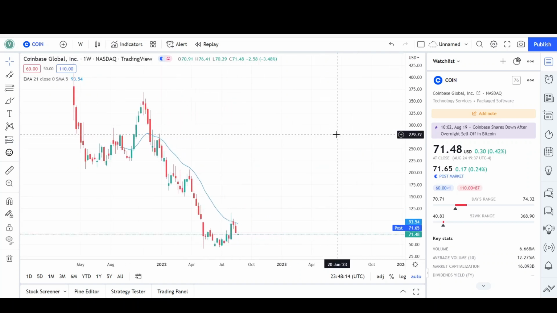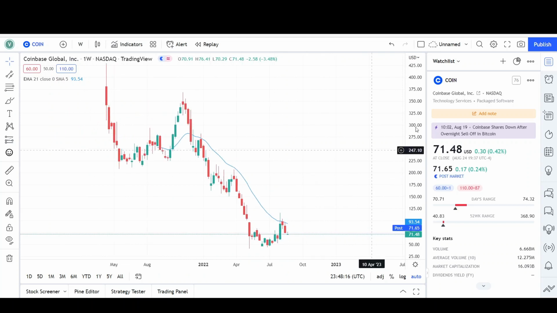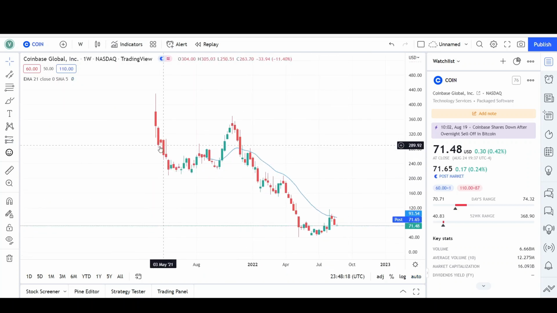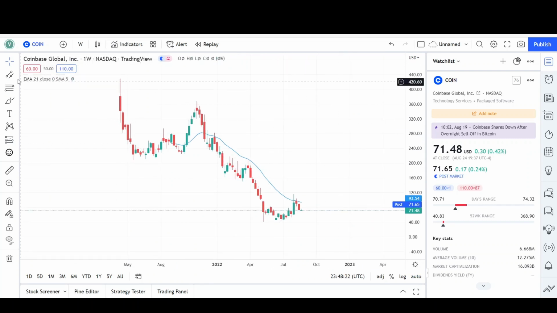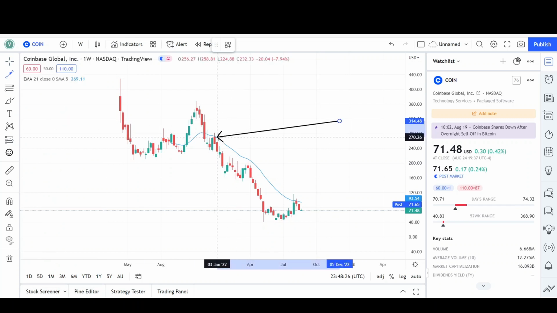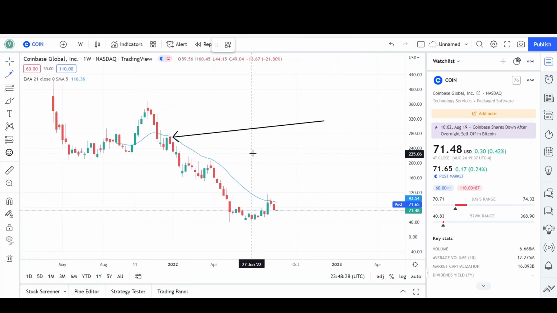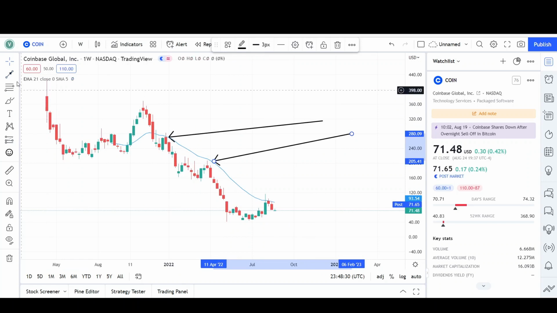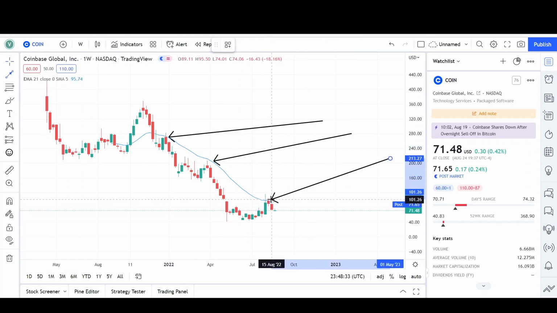And here we have the weekly chart for Coinbase. Not a lot of price action because it IPO'd last year in April, and you can see that we've been going down ever since it IPO'd. We did get rejected from the EMA 3 times. If I zoom in on the chart, you can see that this was the second time right here, and we just got rejected again the third time.